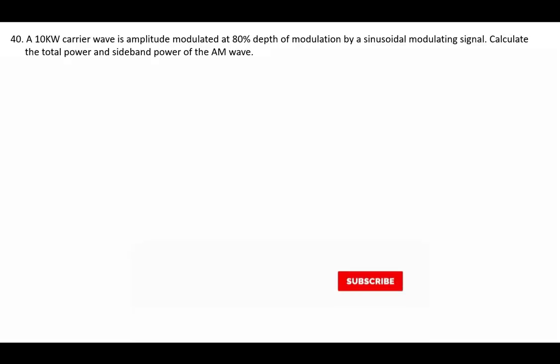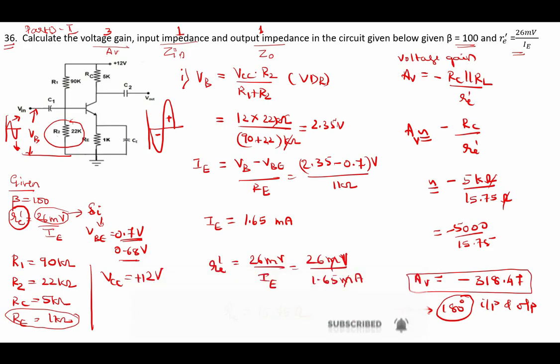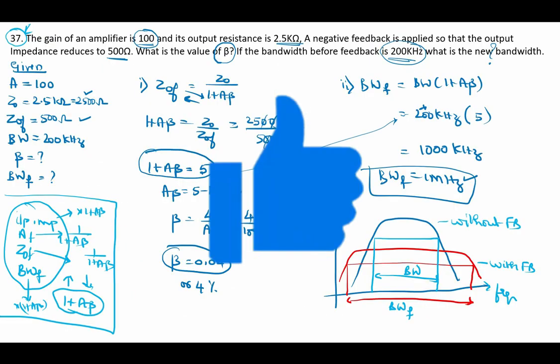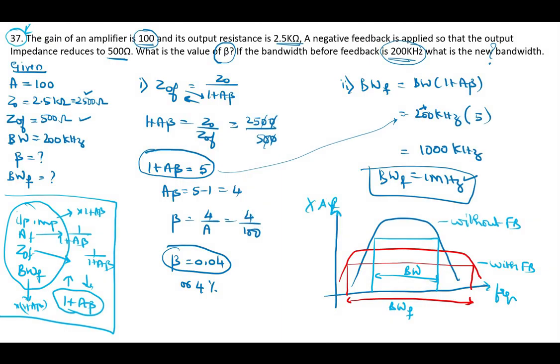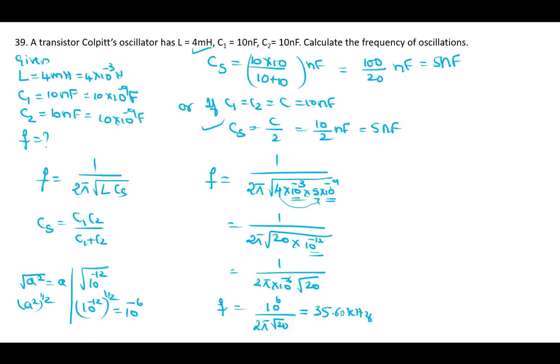The next sum is from modulation and demodulation. 36th sum is from amplifiers. 37th sum is from feedback amplifiers. 38th sum is from op-amp. 39th is from oscillators. 40th is from modulation and demodulation.